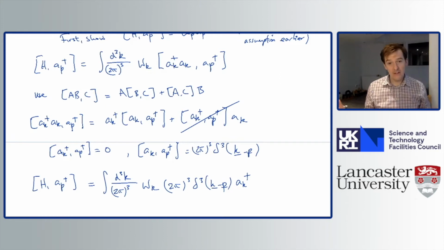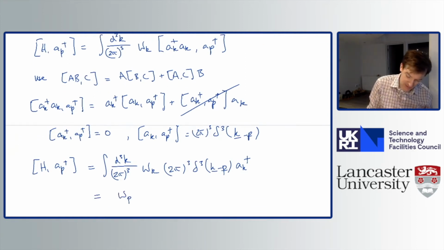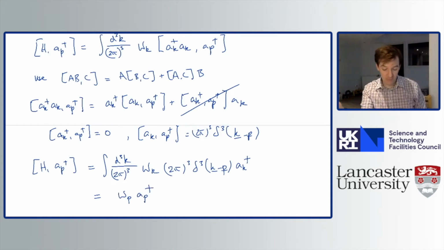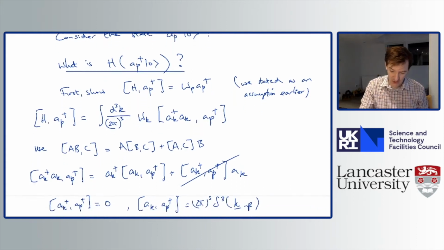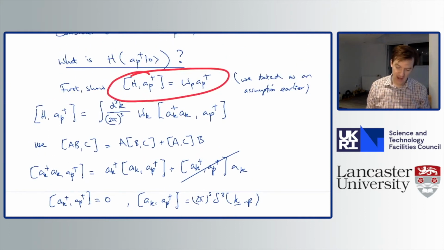Okay. The nice thing about this is that we can integrate over the delta function. The 2 pi cubes are going to cancel, and we can integrate over the delta function, which will just set k equal to p. So we'll find omega p A_P dagger. Okay, so this was precisely the relation we were trying to show. We wanted to show that this holds, and we have.